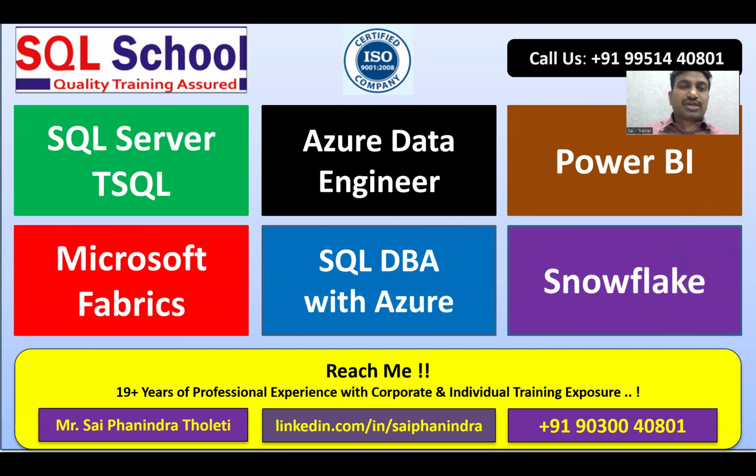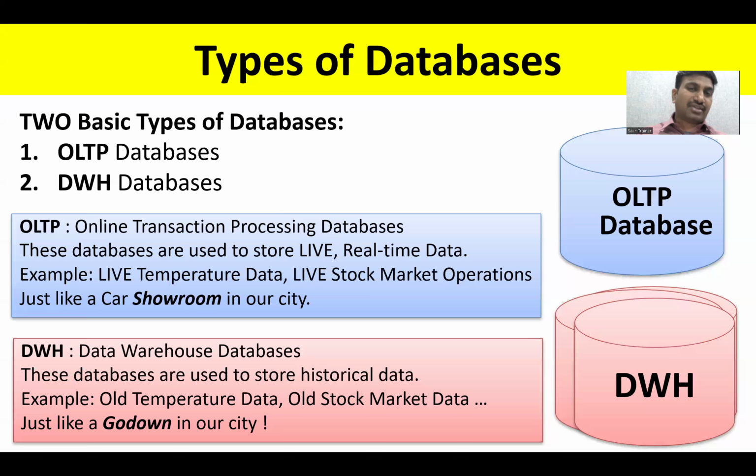Now, this short demo session is all about the black box on the screen, Azure Data Engineering, what it is. Before we understand Azure Data Engineering, there are two types of databases we should be aware of. You're already aware of them. Let's revise them. A small recap. Two types of databases at the basic level: OLTP to store live real-time data, and data warehouse to store old, inactive, historical data.